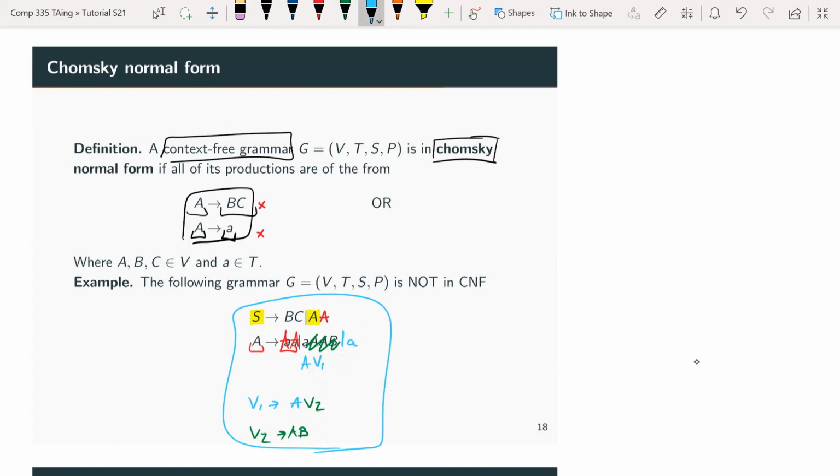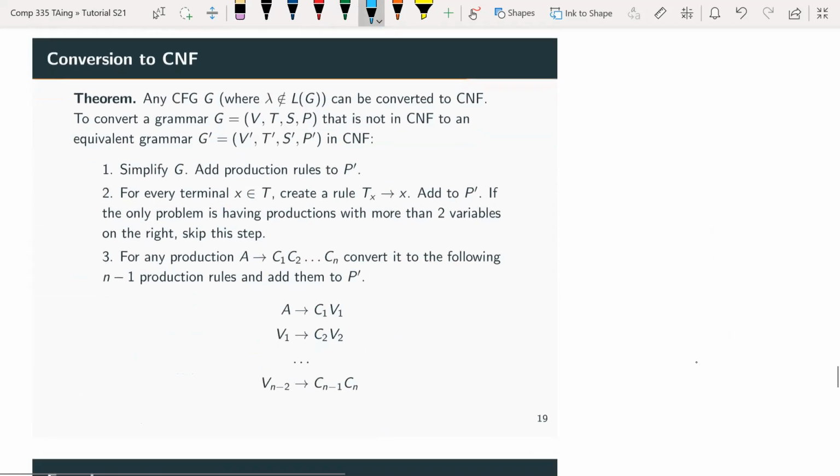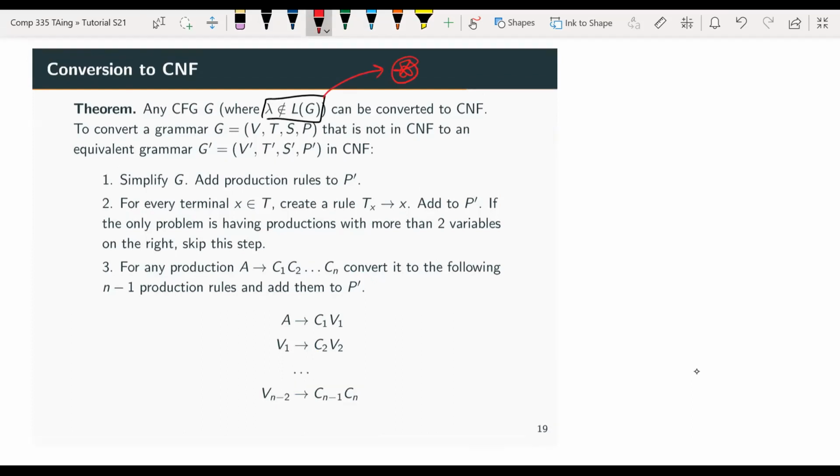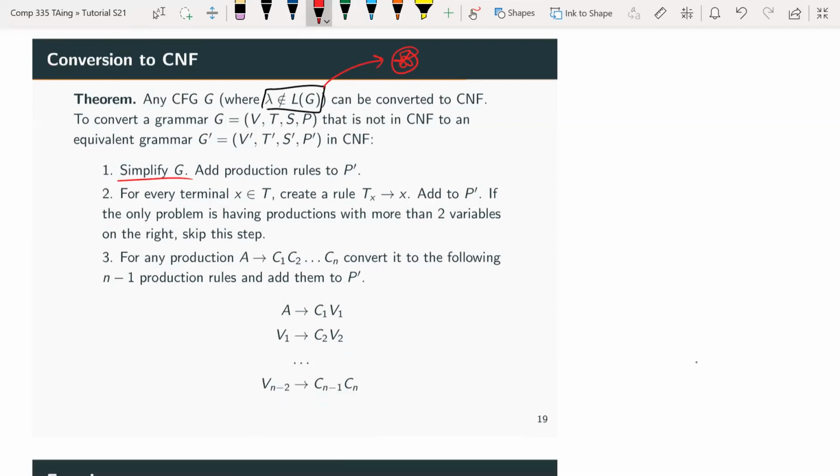And so what I just showed you is the typical conversion algorithm of something that's not in CNF to something that is in CNF. But let's actually look at the algorithm more rigorously. So, take any context-free grammar where lambda is not in the language generated by G. Of course, why is this very important to check, right? Because the first step in converting a CFG to CNF is to simplify G.